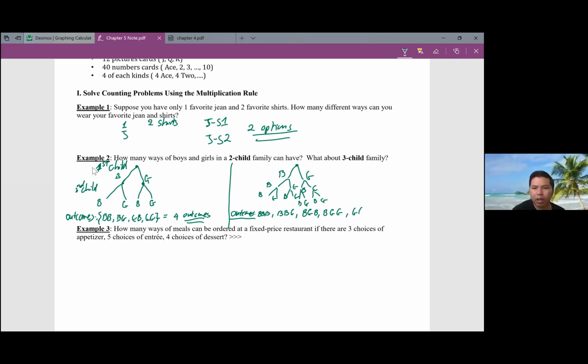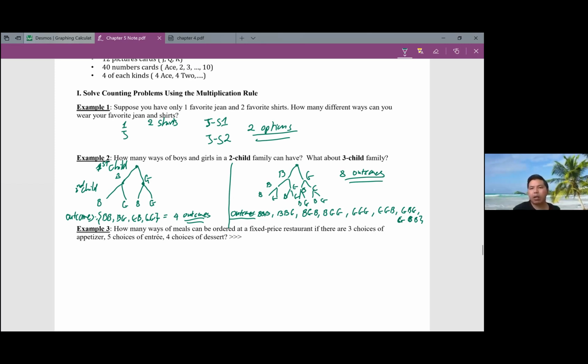Then we go to the right branch. You get girl-girl-girl, then girl-girl-boy, then girl-boy-girl, and then girl-boy-boy. Now you count the total outcomes, so we have 8 outcomes. That's not bad: list out the tree diagram and count how many outcomes we have.